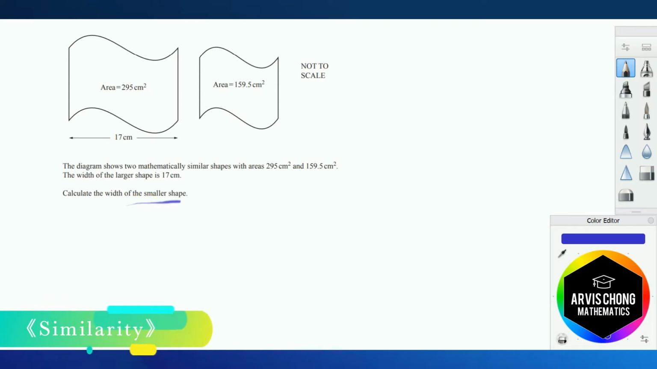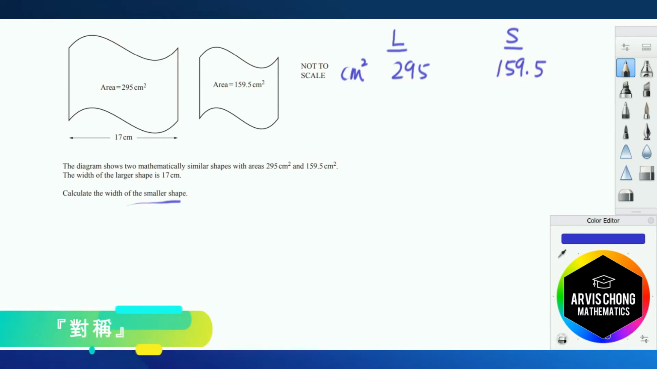Alright? So, to tackle this question, first step, we can write it this way. We can represent the larger shape with L, meanwhile the smaller shape is S. The area given here is 295 centimeters square. Meanwhile, for the smaller shape, the area is 159.5 centimeters square. Now we need to calculate the width of the smaller shape.